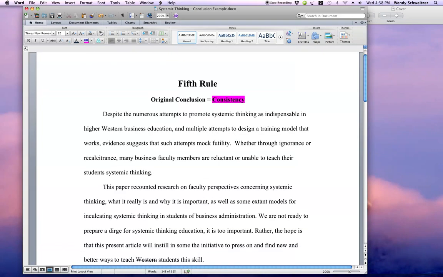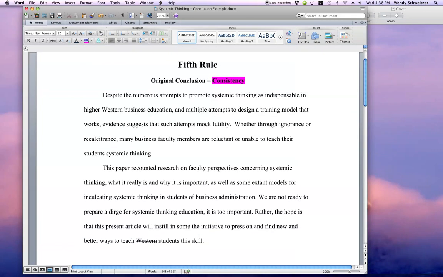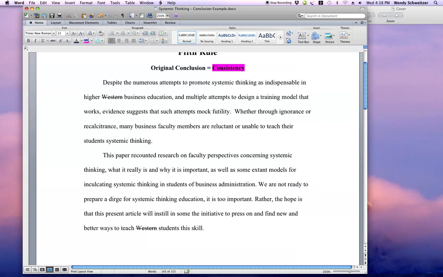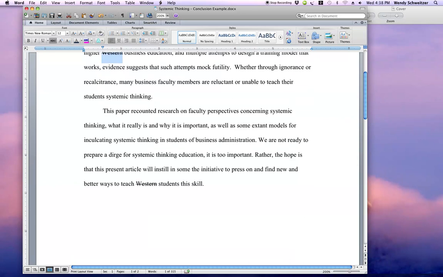All right, let's look at the fifth rule, consistency. When I was reading the systemic thinking paper, I noticed that a new word was introduced in the conclusion. In no other place in the paper was Western used. The researchers used higher business education or students. For this reason, I deleted Western in the conclusion section. I also like to add further thoughts of reflection in the conclusion, and I added a statement. Let's see what I added.